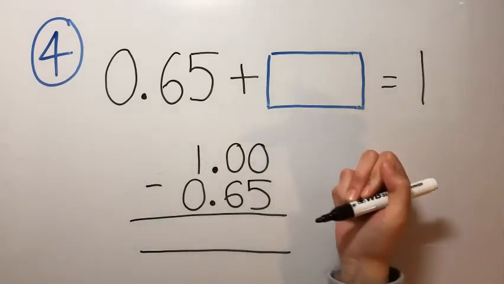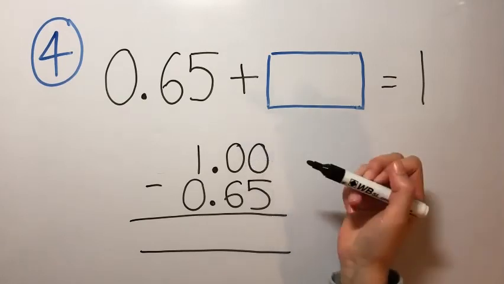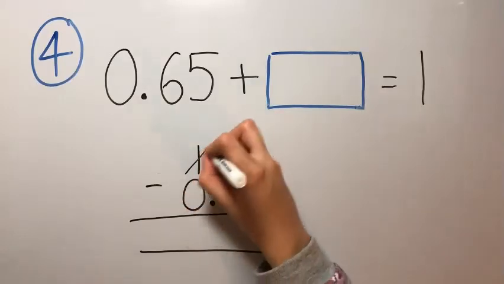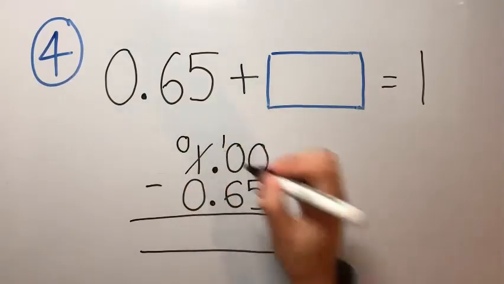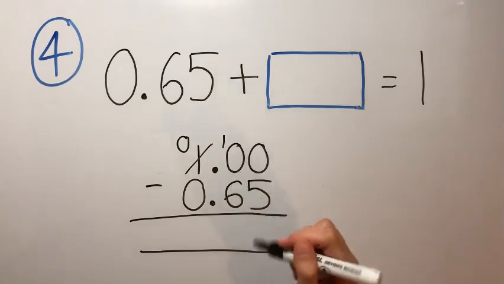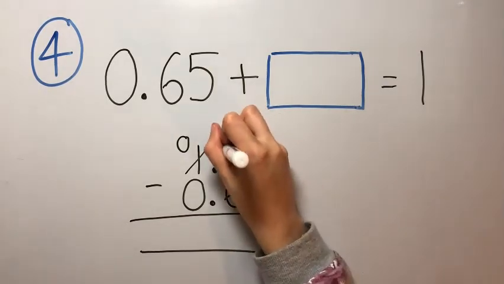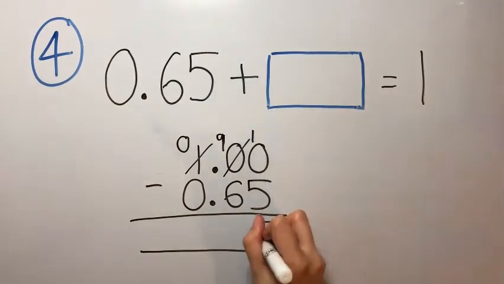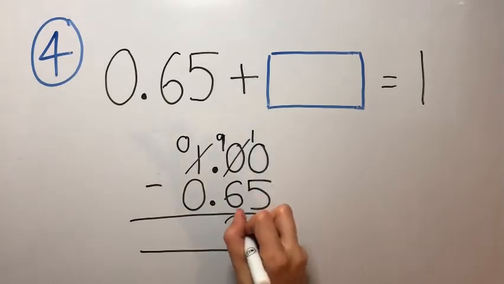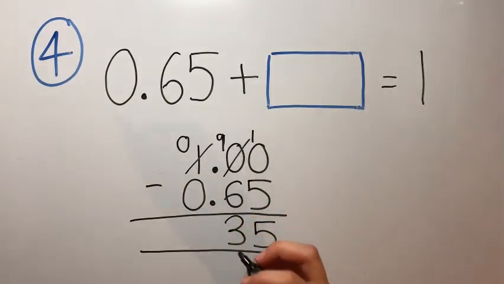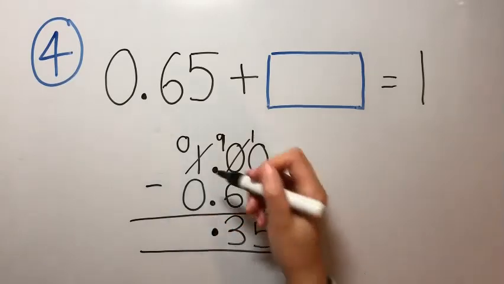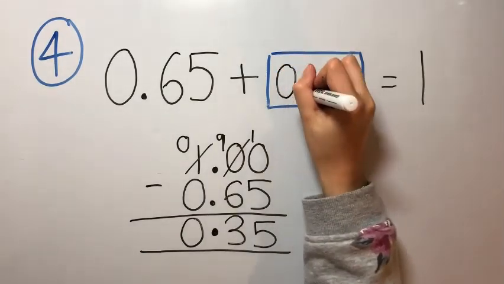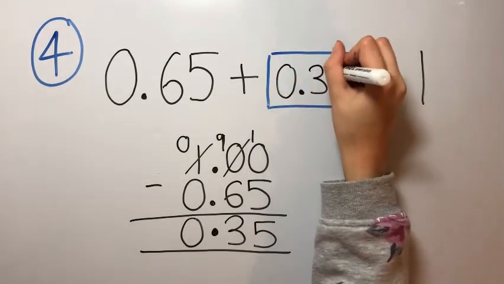0 minus 5, well, we can't do this. Moving along 1, that's also a 0. Move along another one is 1. Minus 1 from it, making it 0, and carry over that 1. Take away 1 from 10, makes it 9. Carry over the 1, gives us 10. 10 minus 5 is 5. 9 minus 6 is 3. Remember to bring down the decimal place. 0 minus 0 is 0. And our answer is 0.35.